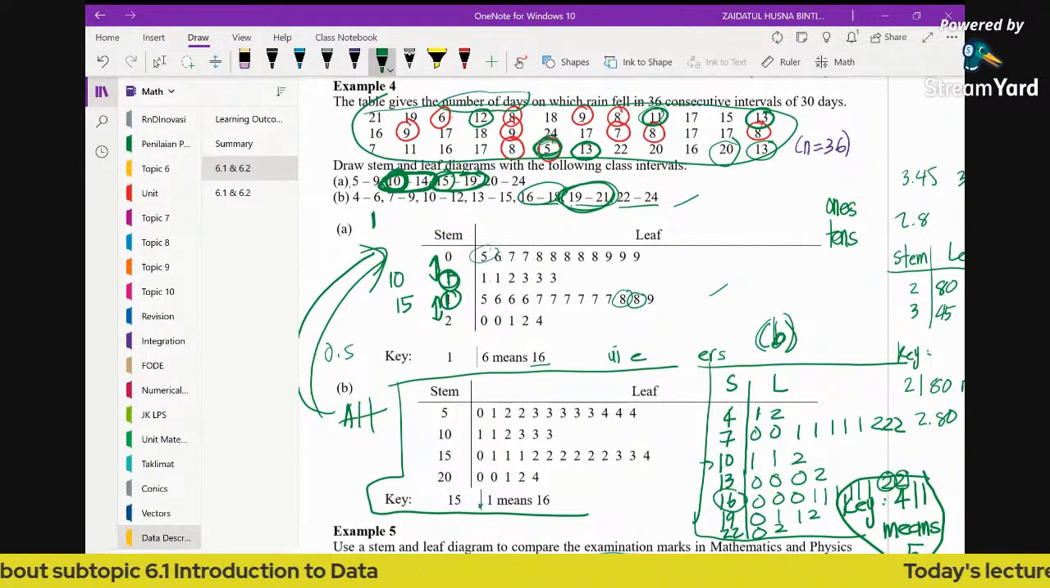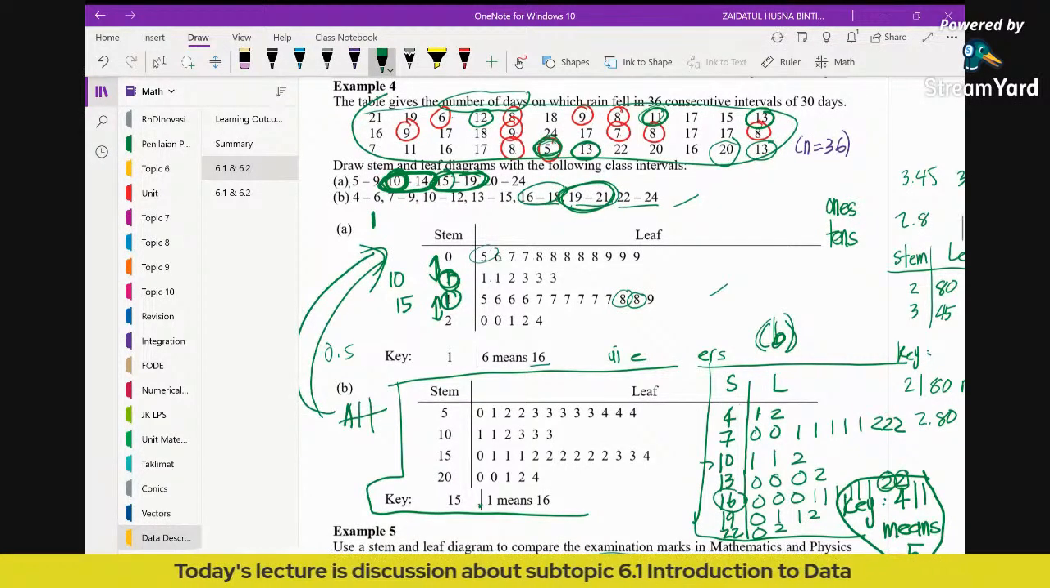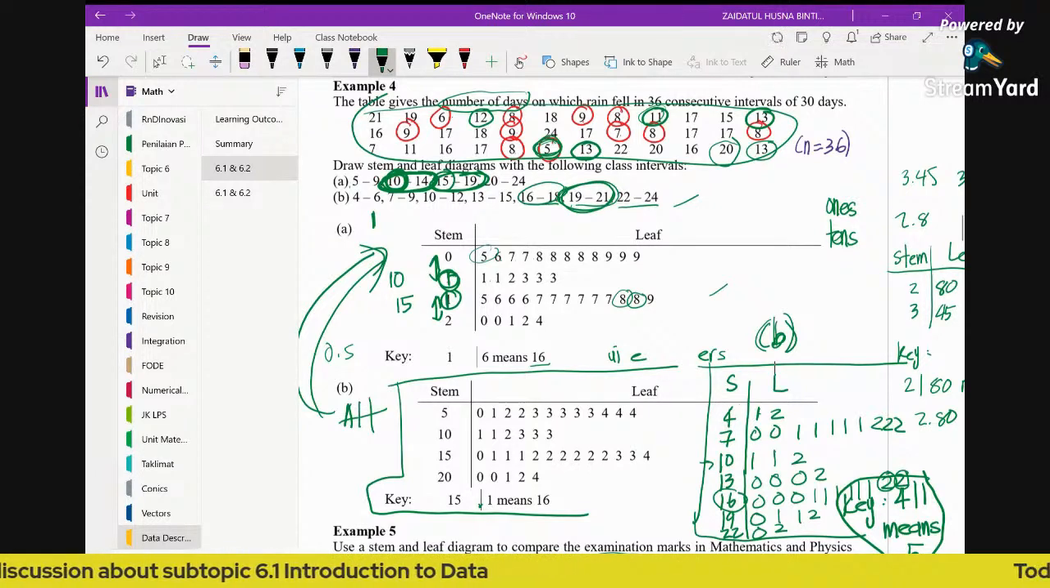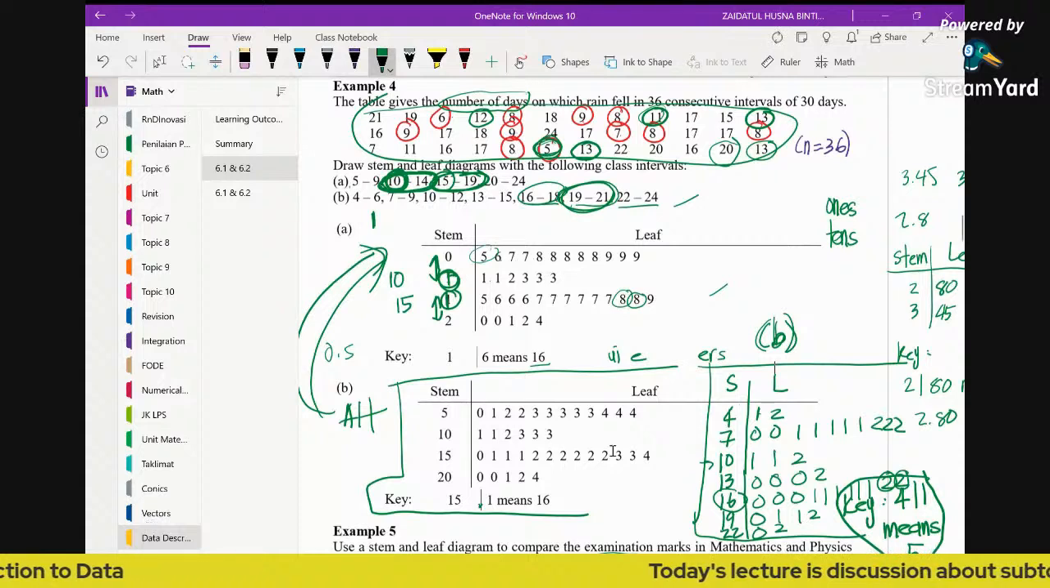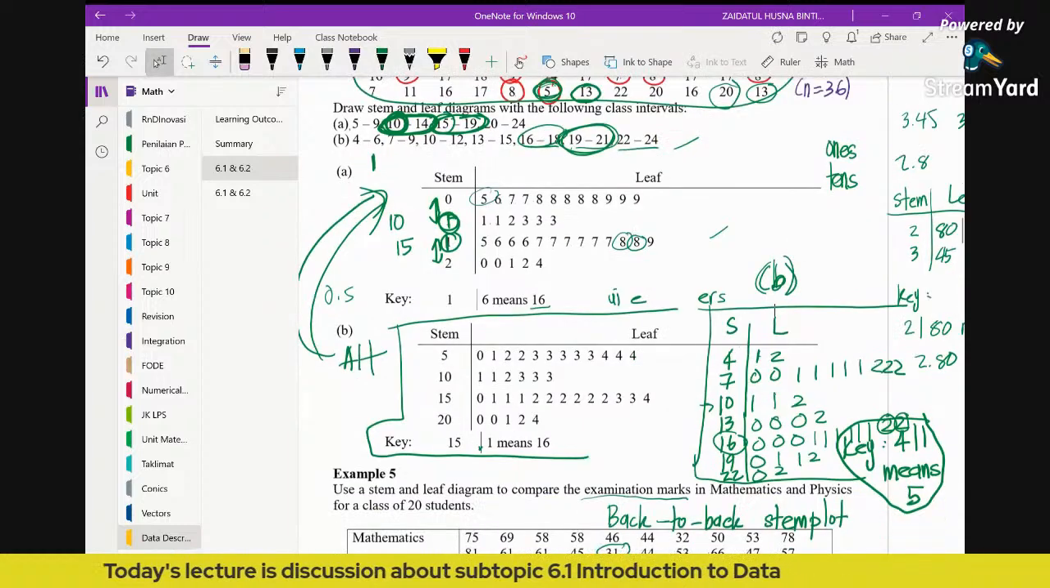I hope that you are able to see the difference between the stem and leaf. So again, using one particular set of data, you can use different stem and leaf diagrams to represent them. It just depends on how you're going to represent your data. Is that clear?